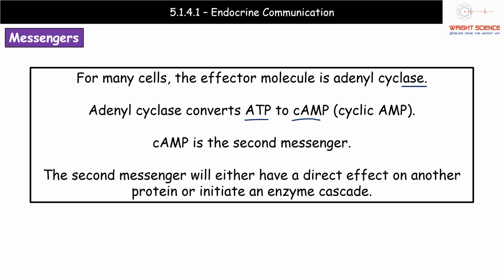So our hormone binds to the receptor on the plasma membrane. That then causes these changes, typically through our effector molecule, adenyl cyclase. Adenyl cyclase converts ATP into cAMP, and the cAMP is that second messenger. So it will either have that direct effect on another protein, or it could trigger the enzyme cascade. And obviously an enzyme cascade is where we've got the product of one reaction then leading to another reaction taking place.